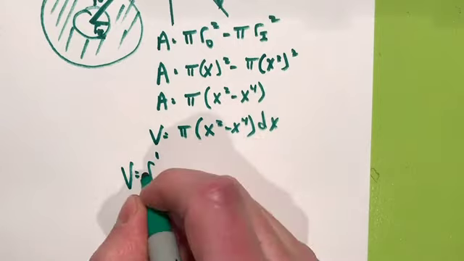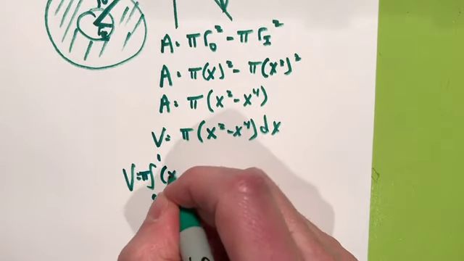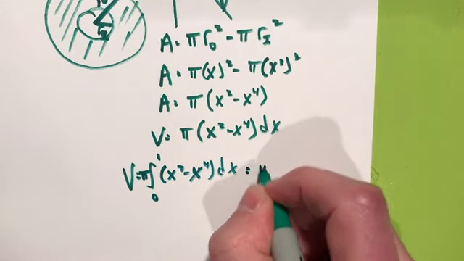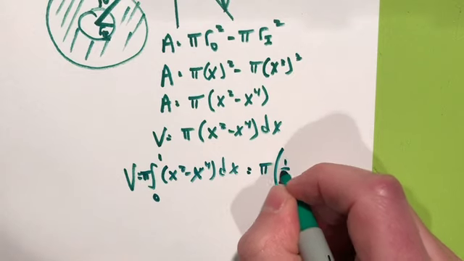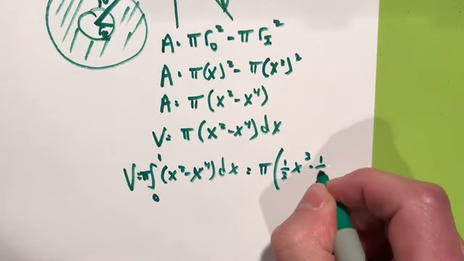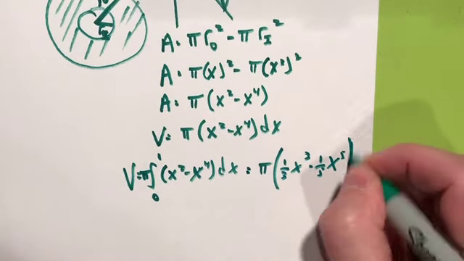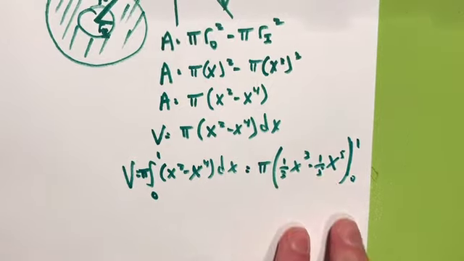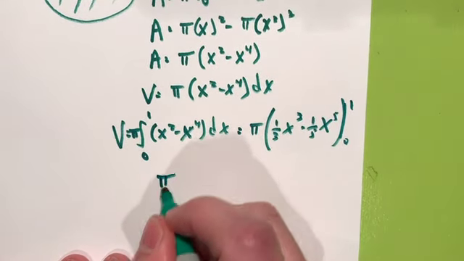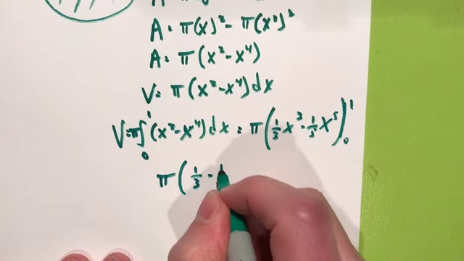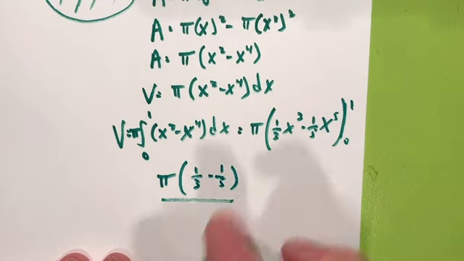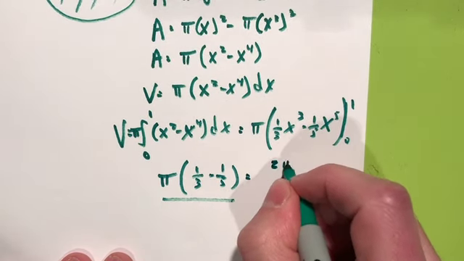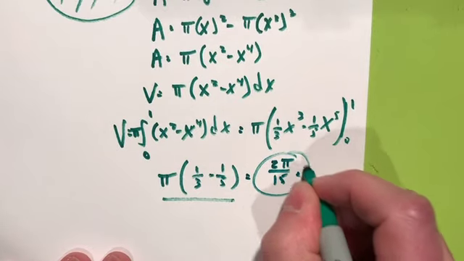I'm going to factor out the pi. We have x squared minus x to the fourth dx, giving us pi times 1/3 x cubed minus 1/5 x to the fifth, evaluated from 0 to 1. Giving us 1/3 minus 1/5. So we have pi times 1/3 minus 1/5, which of course is 5/15 minus 3/15, giving us 2 pi over 15 as our volume.